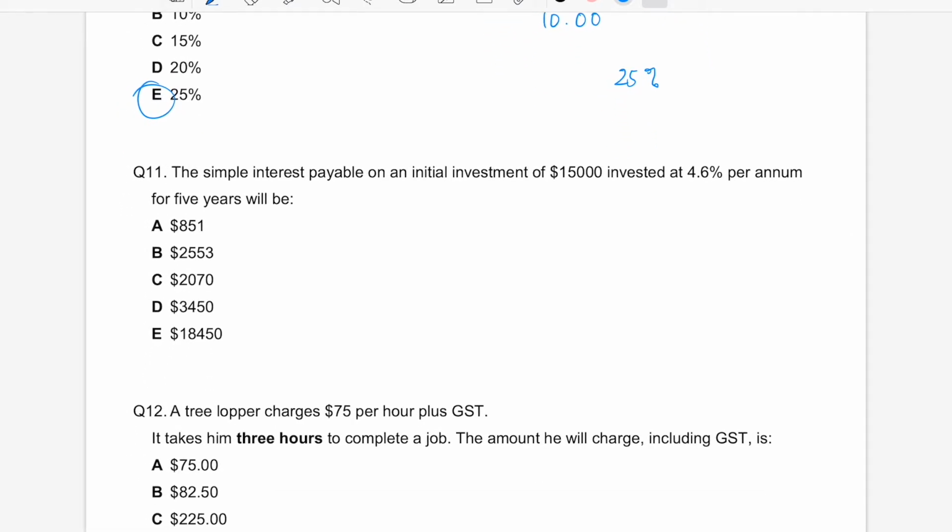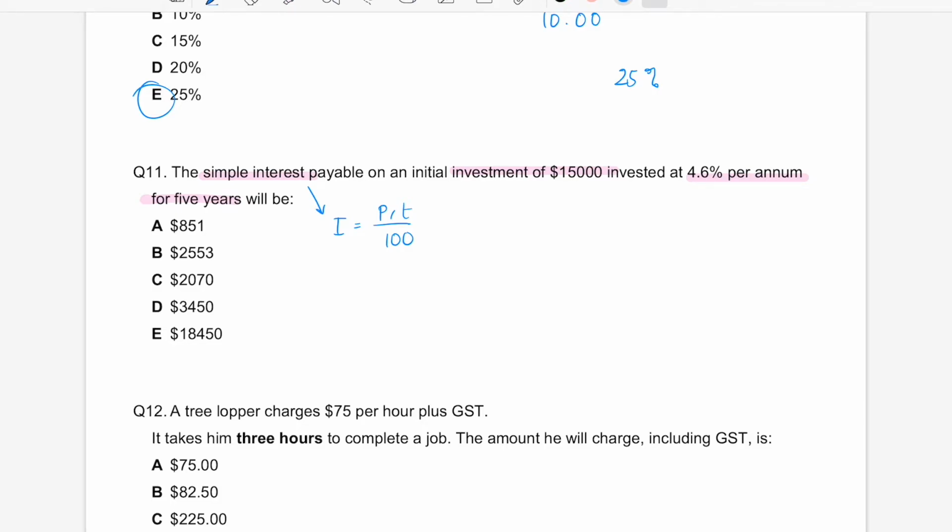Alright, so question 11 is talking about simple interest. So straight away I'm thinking I equals PRT over 100. Alright, and we're told the initial investment of $15,000 is invested at 4.6% per annum for 5 years. So this is a nice straightforward question.